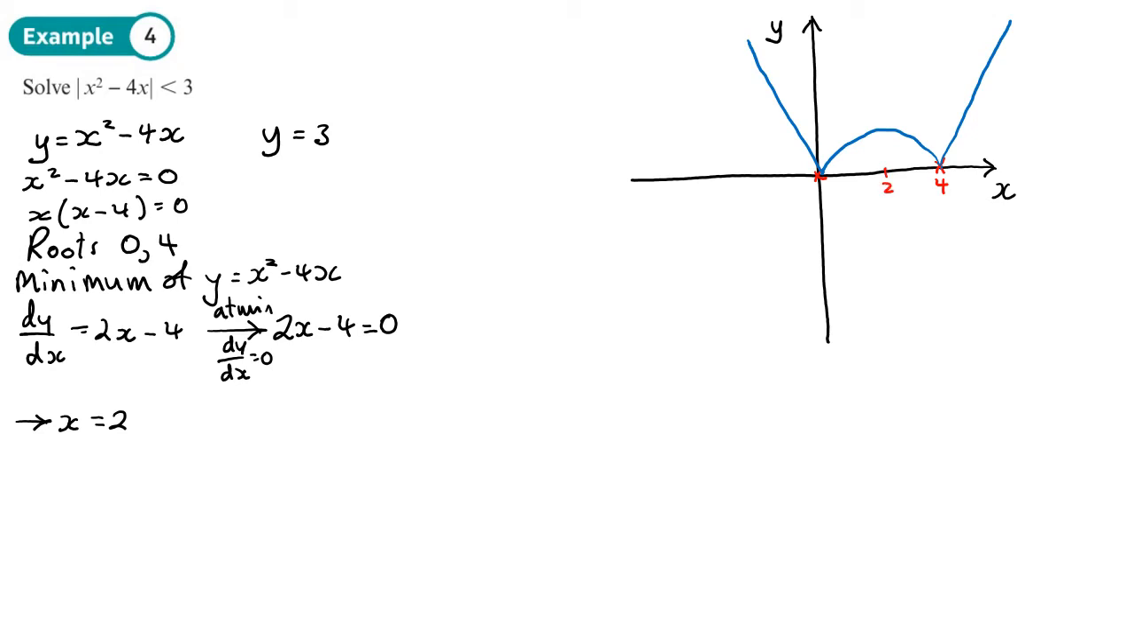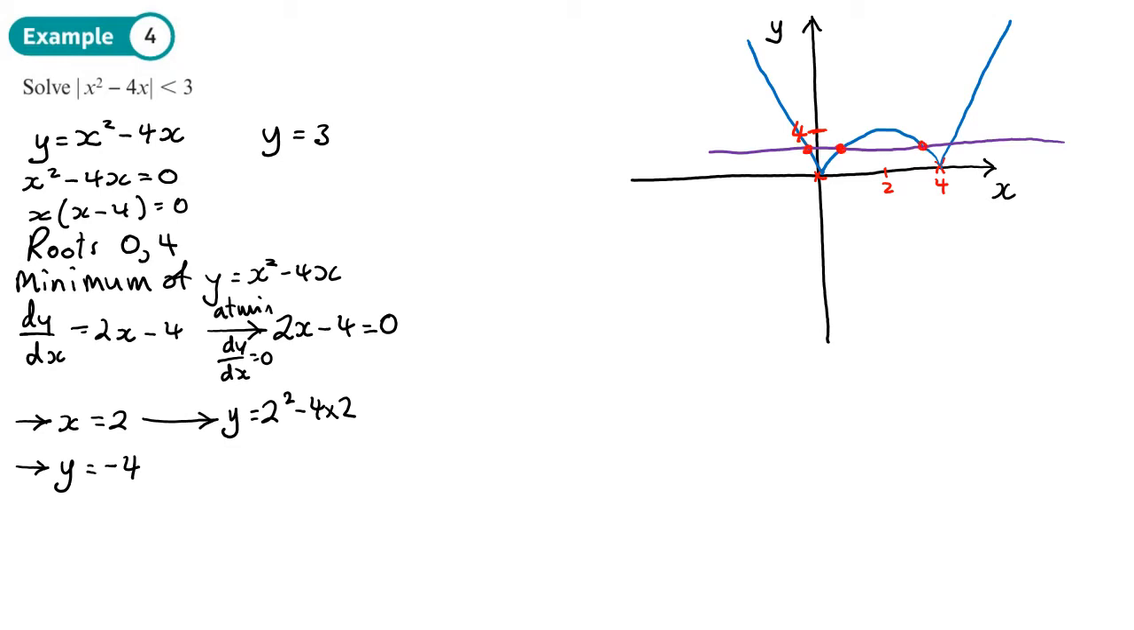We want to know the y coordinate. So to find the y coordinate, all we're going to do is substitute x equals 2 into the original equation. So that will be y equals 2 squared minus 4 times 2, which gives a y coordinate of 4 minus 8, so minus 4. Now if the minimum is minus 4 and it's been flipped up, it means the top part here goes up to 4. Which means now when I draw the graph of y equals 3, it's going to be below that point.